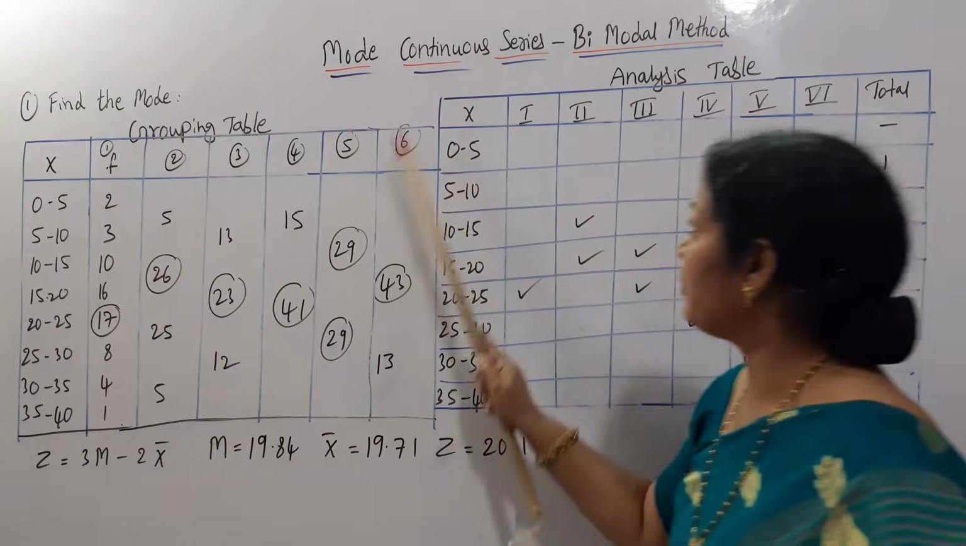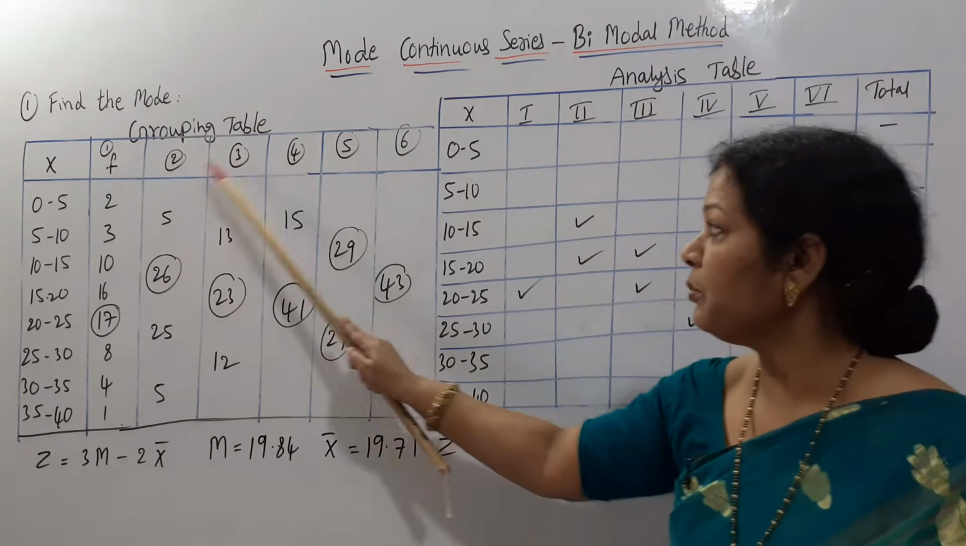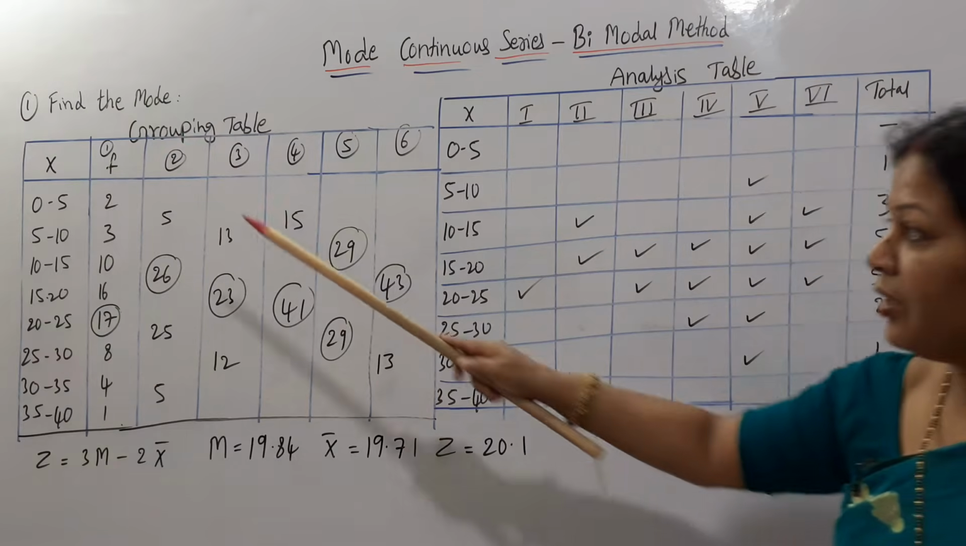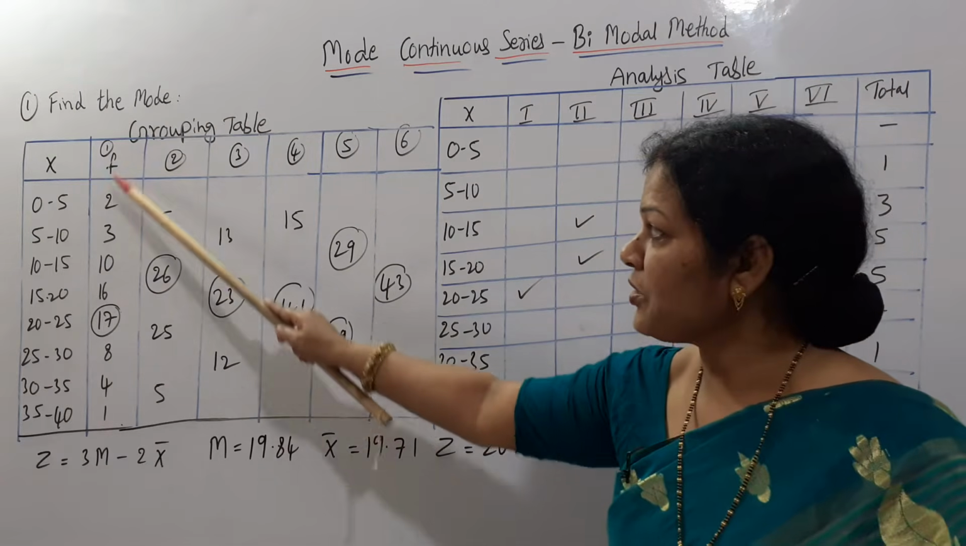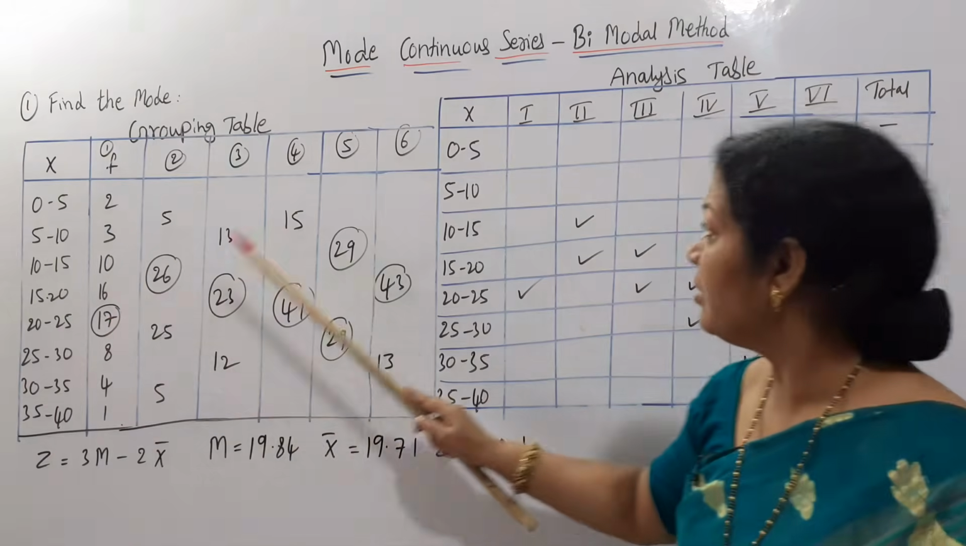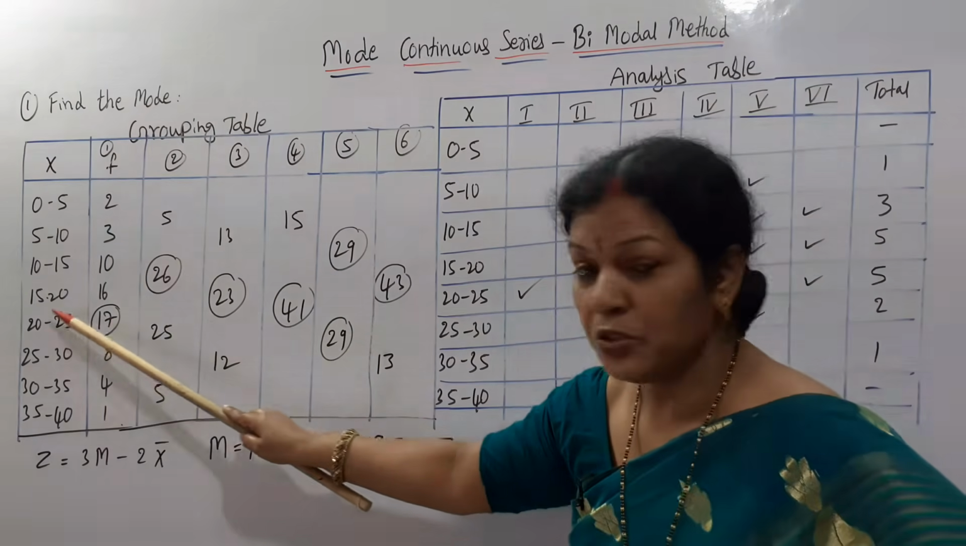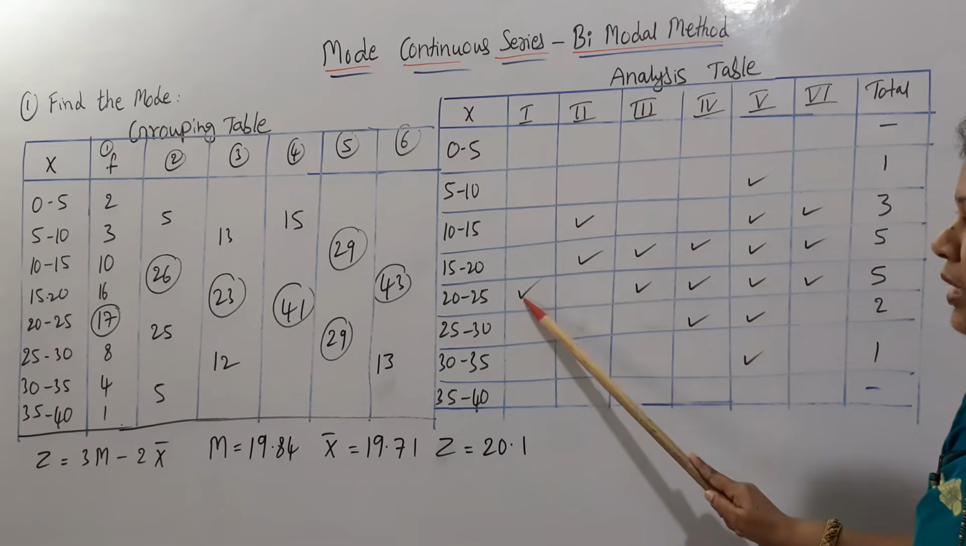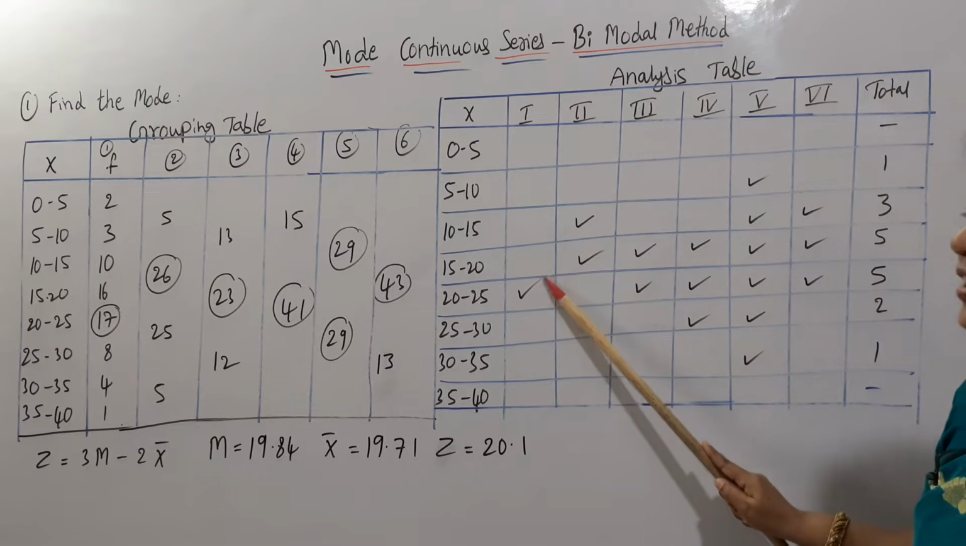This is x I have written, and all the columns 1, 2, 3, 4, 5, 6, and a total. Here in the first column highest is 17. 17 lies in 20 to 25, first column. So, we have given a tick mark.